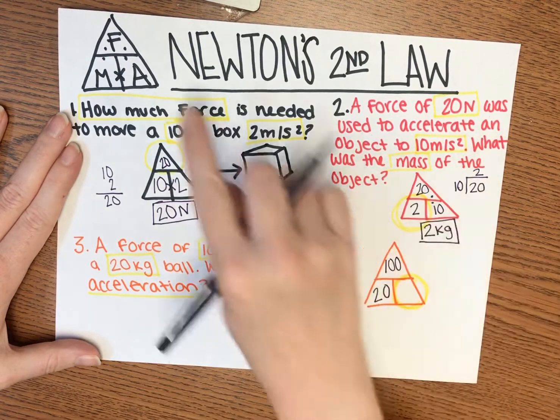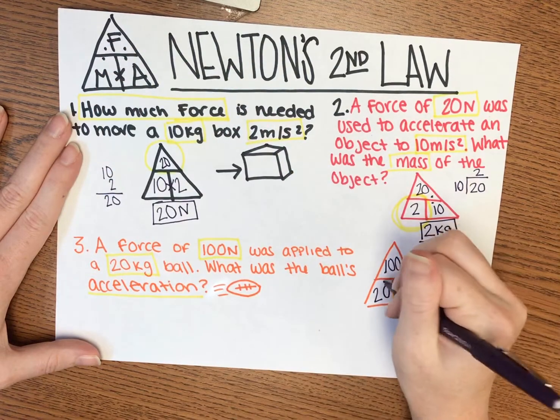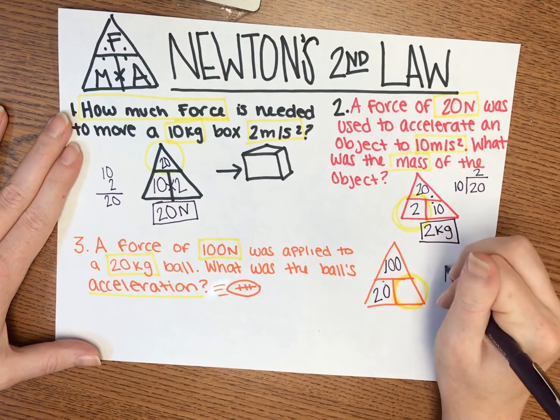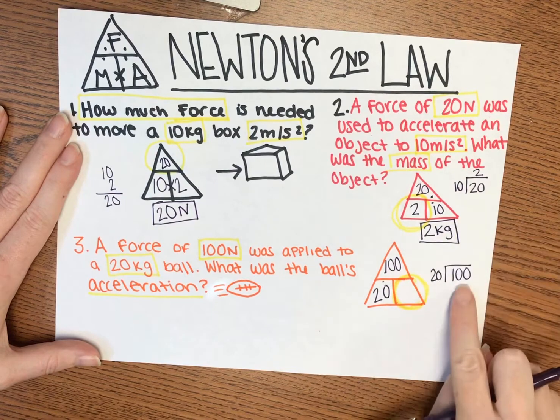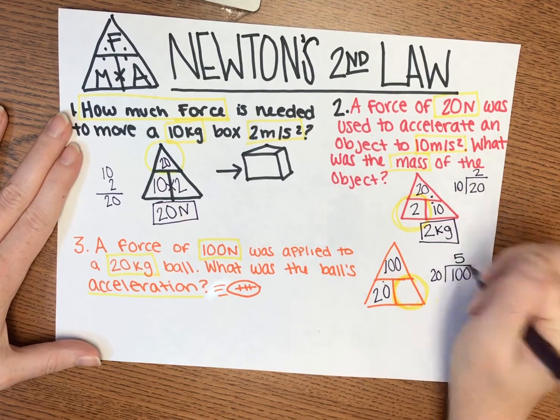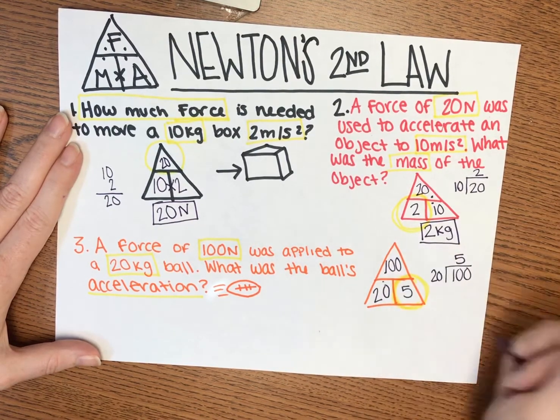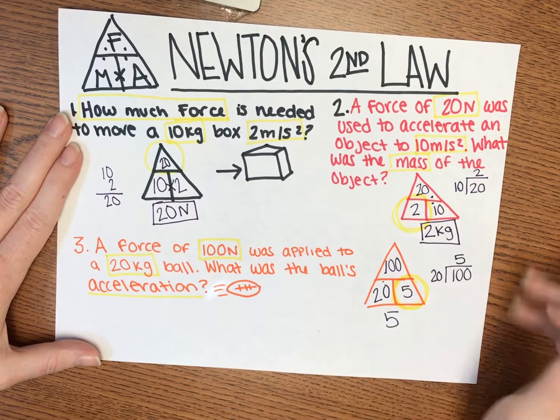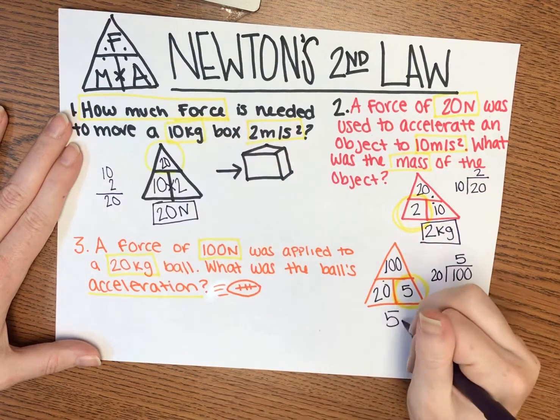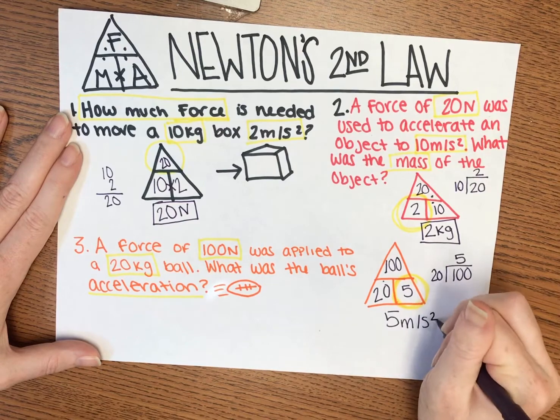Remember, numbers are one on top of another. We divide. Top number goes inside the house. 100 divided by 20 is 5. Our answer is 5, but remember to use our unit of measurement, and acceleration is measured in meters per second squared.